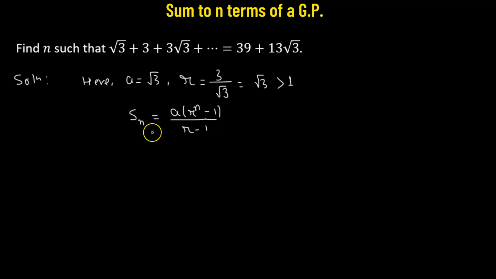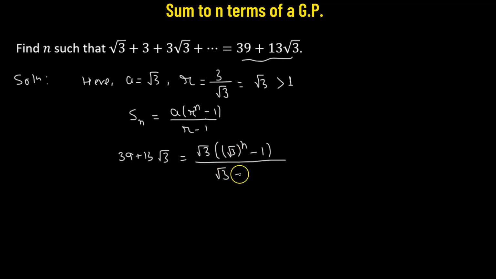Our sum up to n terms is also given. The sum is 39 plus 13 times square root of 3. So this will be equal to, we'll replace the value of a with square root of 3. This will be multiplied to square root of 3 raised to the power of n minus 1, divided by r minus 1, which is square root of 3 minus 1. So let's cross multiply square root of 3 minus 1 with the expression on the left hand side.